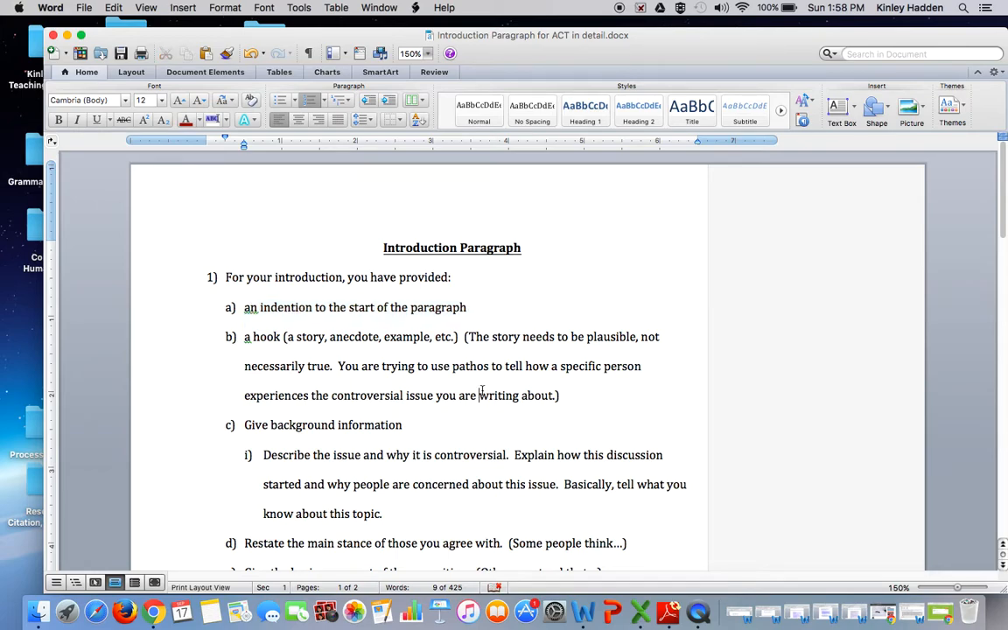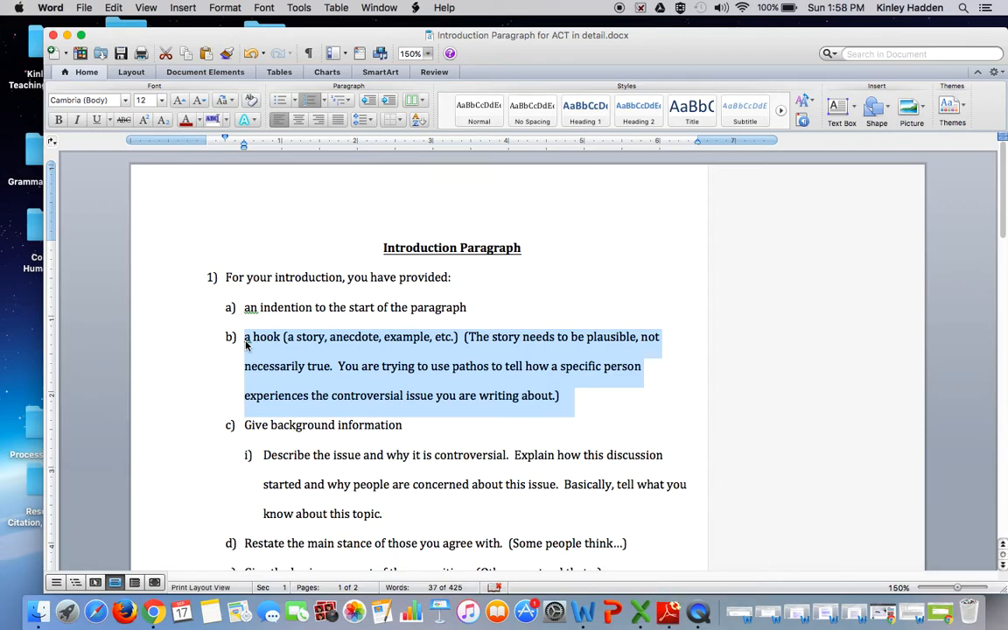The first thing that you write is called the hook. This is how you get your audience's attention. It's a story that you tell, an anecdote. Freshmen, you know what that word means. Juniors, you should remember from freshman vocabulary that an anecdote is a short story you tell to help prove a point. And that story needs to be plausible. It doesn't necessarily have to be true, but it has to be a hypothetical situation that could be true.